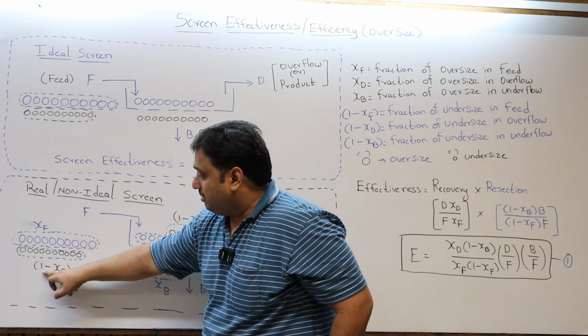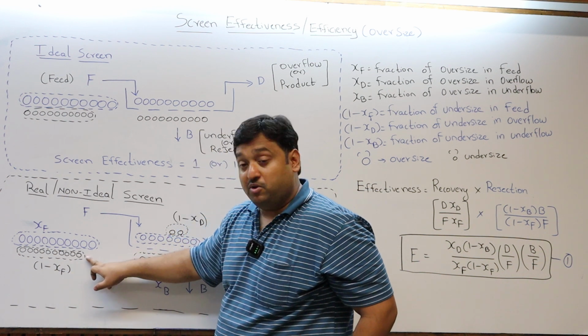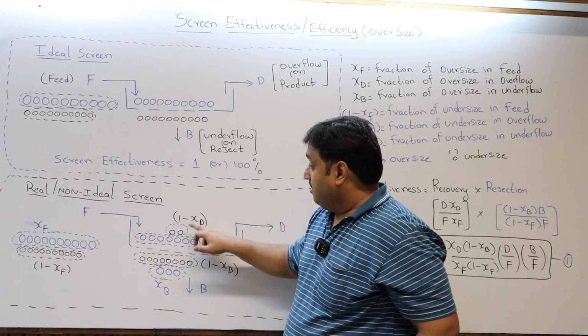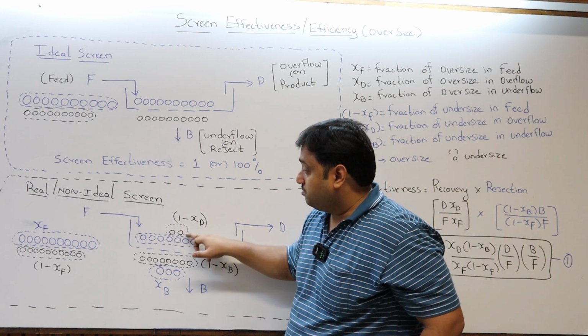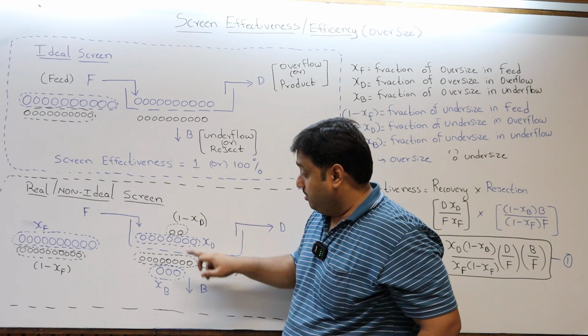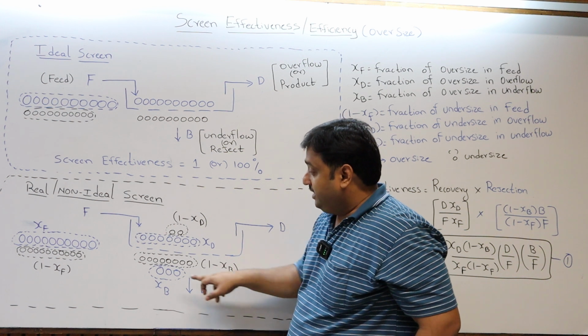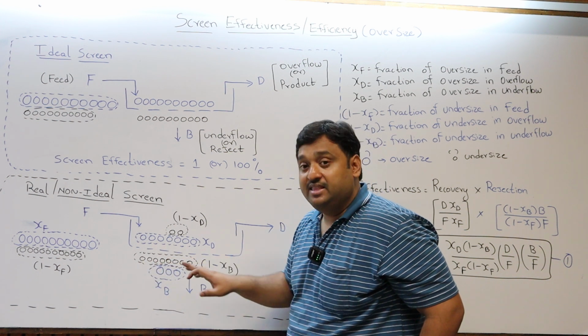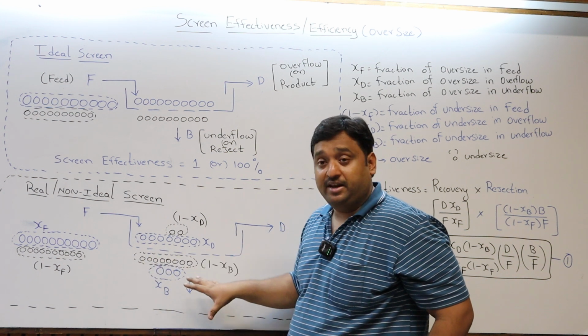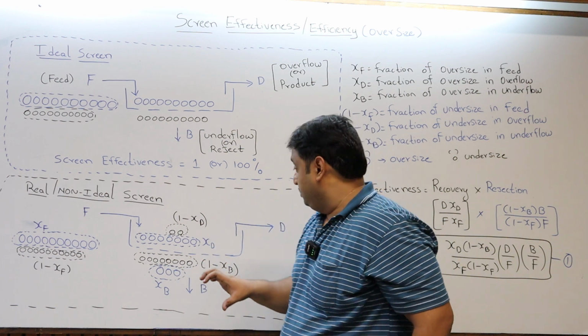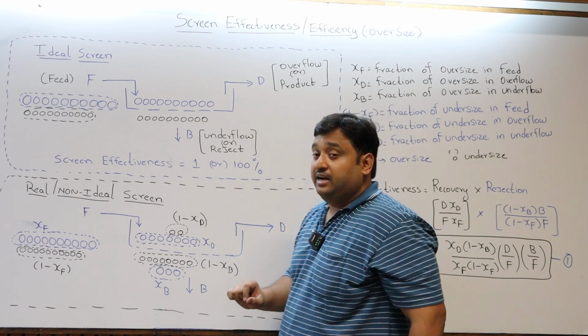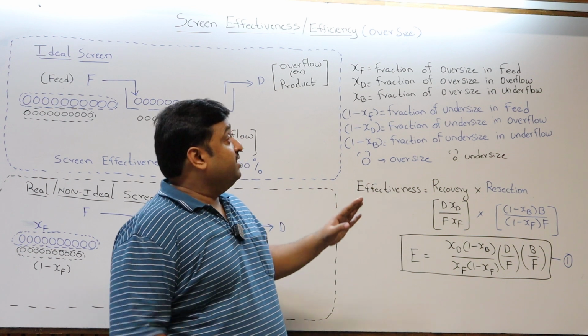1 minus XF is the amount of smaller particles in the feed. 1 minus XD is the amount of smaller particles in the overflow, and 1 minus XB is the amount of smaller particles in the underflow. So this is the main terminology we use, and that is what is defined on the board.